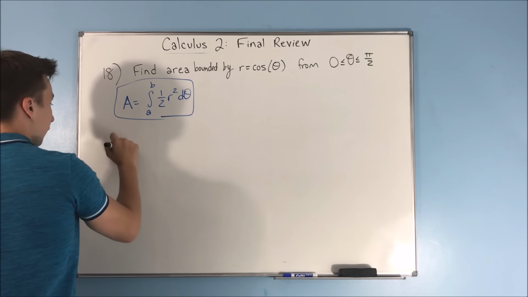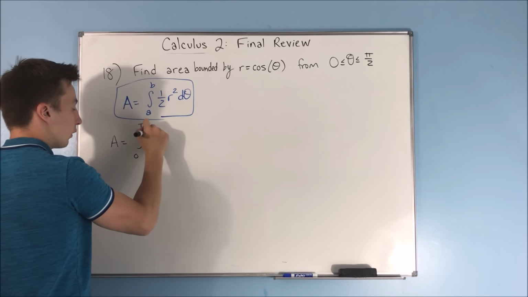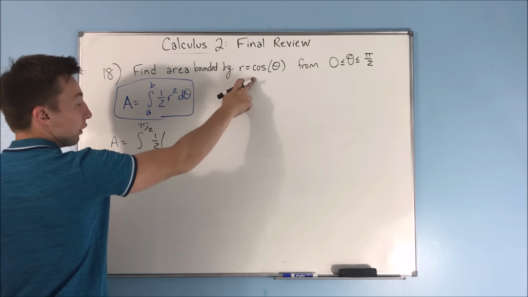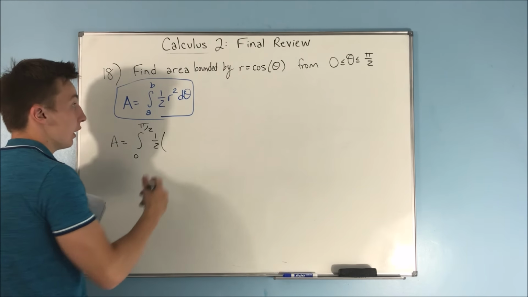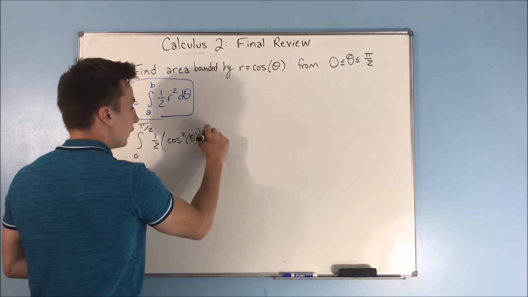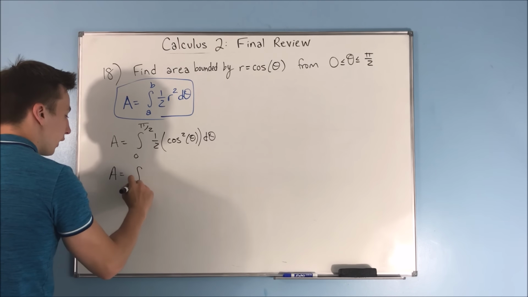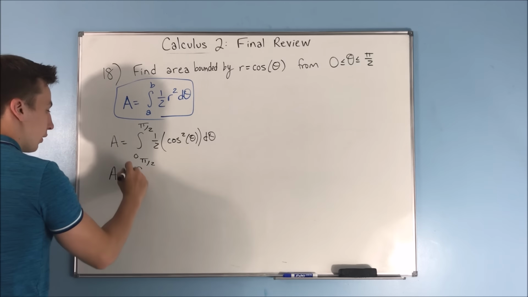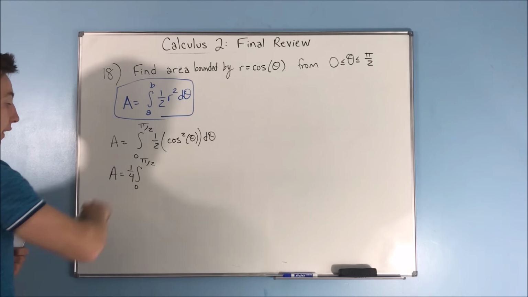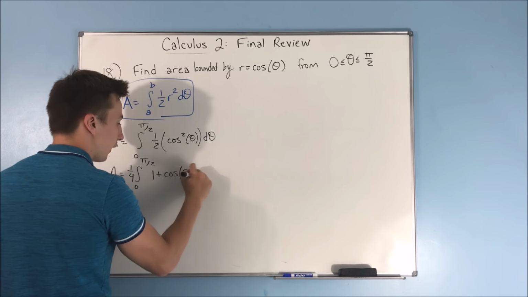You just have that your area is the integral from 0 to pi over 2 of 1/2 times your r, which is cosine theta, squared, so cosine squared theta, d theta. Now you can use your half angle identity to simplify this down. You can pull out a 1/2 that you get from the half angle identity, and you have a 1/2 here. That makes 1/4, and on the inside you're left with 1 plus cosine of 2 theta.